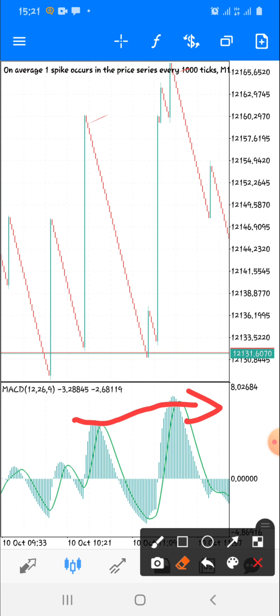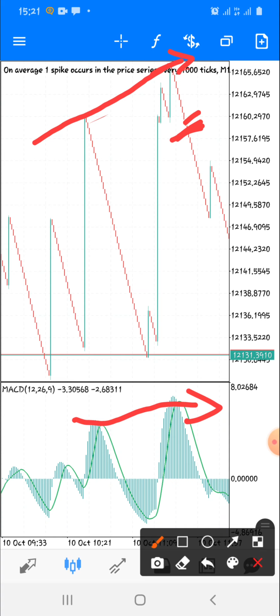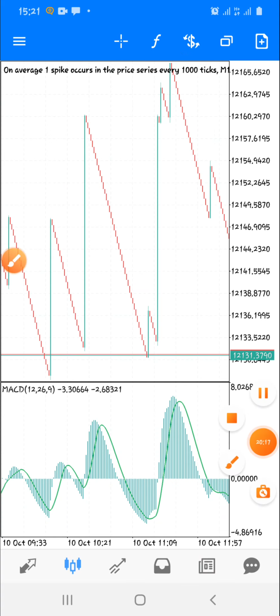If you draw this line here, it is slanting, and you see this one is almost horizontal. What does this mean? It means that you can enter a trade somewhere, meaning the market is diverging.